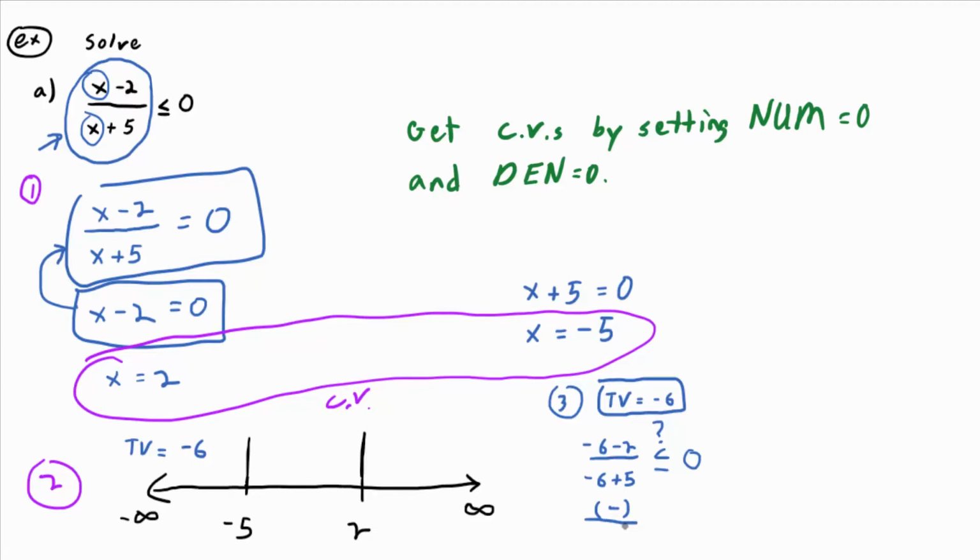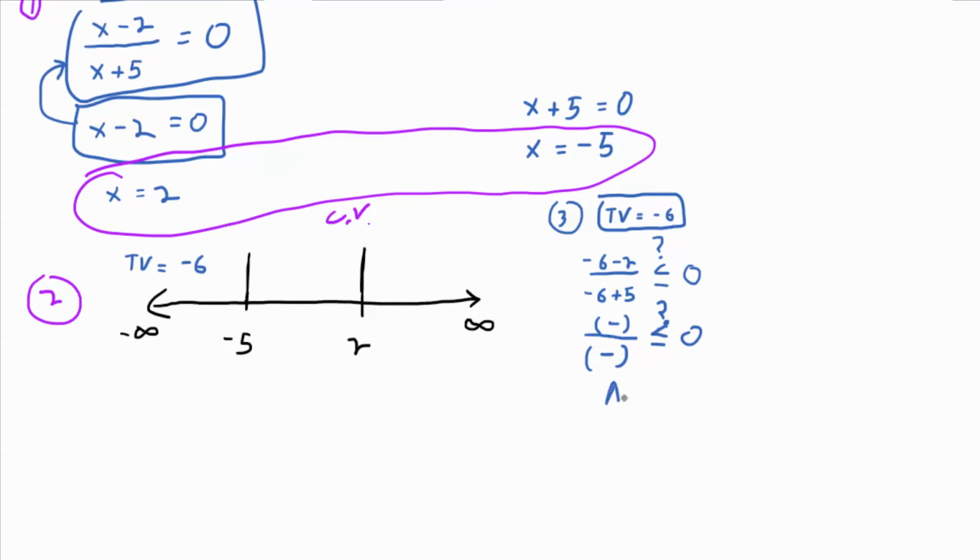And then on the bottom, you get a negative 1. That's a negative as well. So really what I'm asking you is, is a negative divided by a negative less than 0? Is it? No. And we could be more emphatic. No. Don't be silly. So don't shade there. Does that make sense? That means no value from that entire interval from negative infinity to negative 5 will satisfy that inequality. It just won't happen.